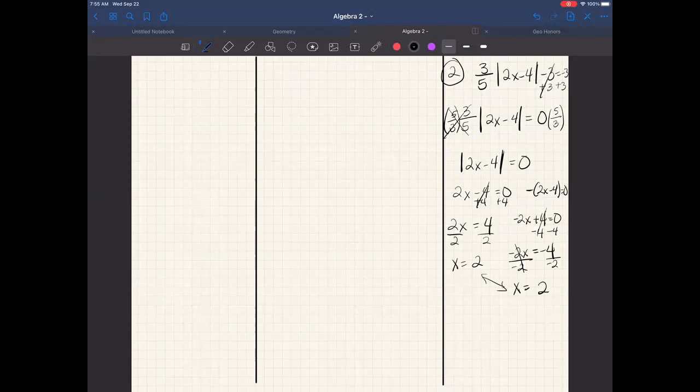So this is really one solution, because both of these are the same number. You don't have to write x equals 2 and x equals 2. You would just write it once. So that's why it's considered just one solution. Okay, does that make sense?